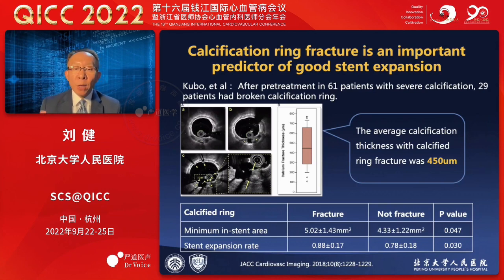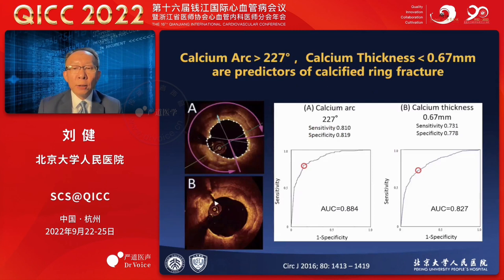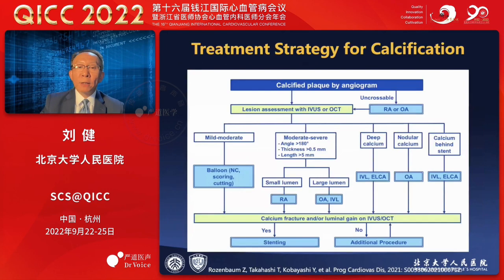So you can see that the average calcification thickness with calcified ring fracture was 450 micrometers. So this is a very important threshold. And if the calcium arc is more than 227 degrees and the thickness is lower than 0.67 millimeter, it is easy to get ruptured.